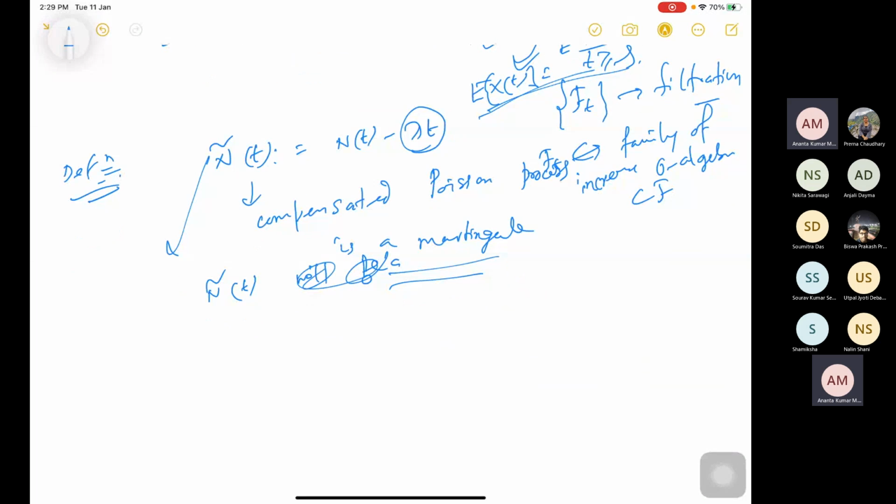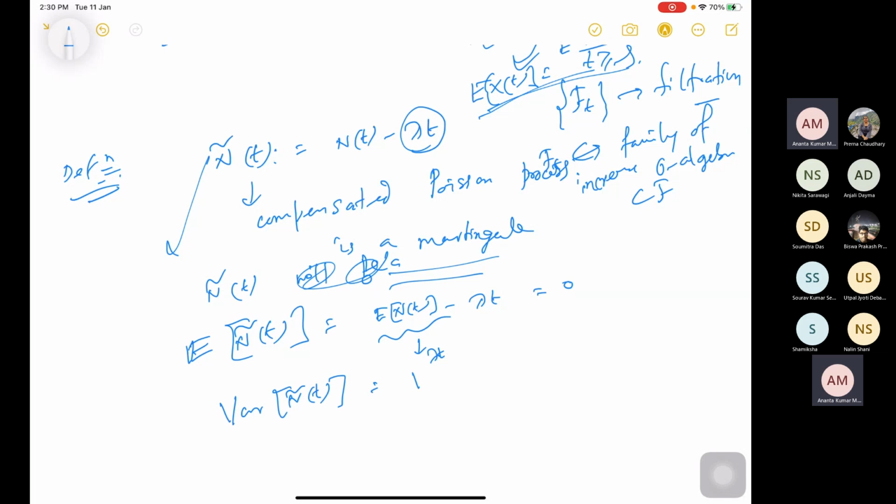Okay, so what is the expectation now? The expectation of N tilde t, since it will be a martingale, you can expect it should be constant. And because expectation is linear, you have the expectation of N_t minus lambda t, which is 0, because we know that the expectation of N_t is lambda t, is it not? And what is the variance of N tilde t? This is nothing but the variance of N_t, because lambda t is constant, not random, and the variance of a non-random quantity is 0. Hence it is the variance of N_t, which is again lambda t. So the expectation of N tilde t is 0, so it's constant, no?